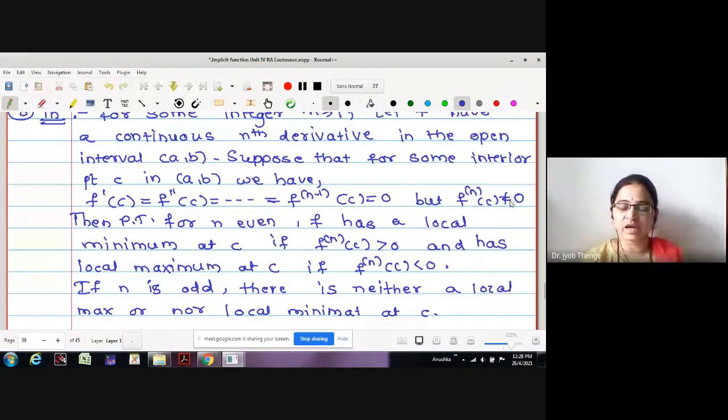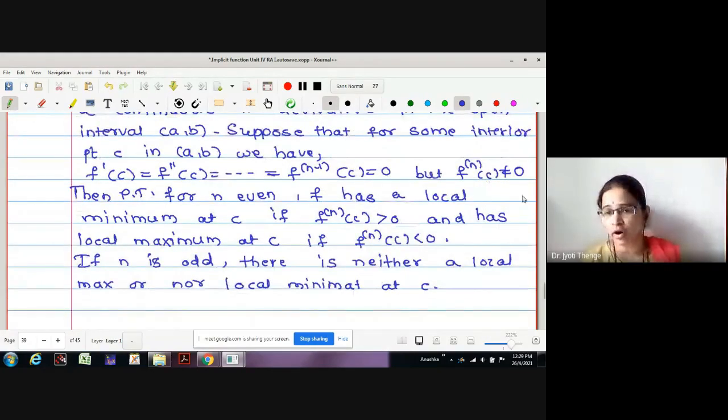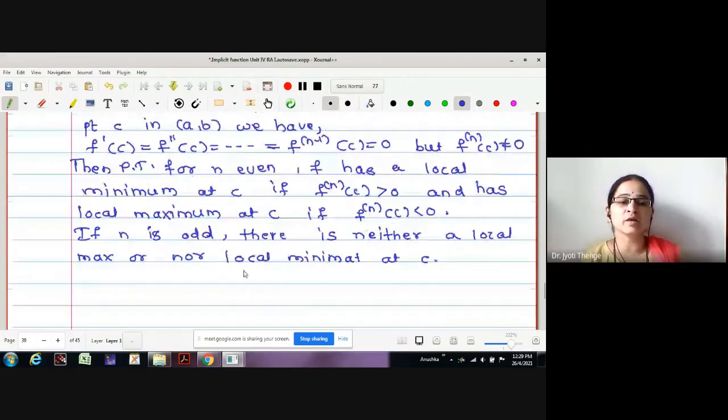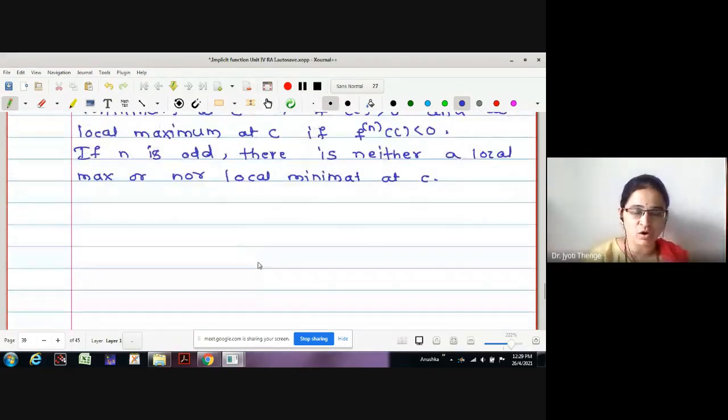What we are interested in is the order of the derivative at which it first gives us a non-zero value. Then the nature depends on whether n is even or odd. If n is even and f^(n)(c) is greater than 0, this is a local minimum; less than 0, it is a local maximum. But for n odd, if this n at which we get the non-zero value at the point C, then this is unable to give us any maxima or minima.